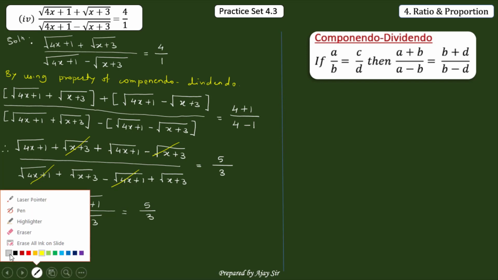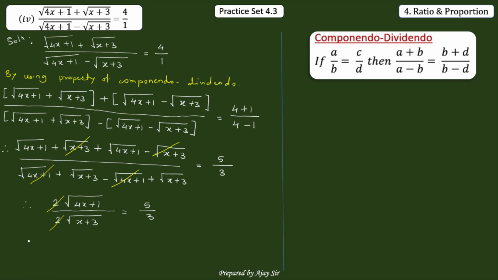Okay, so let us write the remaining. Therefore, under root of 4x plus 1 divided by under root of x plus 3 is equal to 5 divided by 3. Earlier there was a square term on the left hand side, but here now square root terms are there. Yes, we have to remove this square root term. So how will we remove the square root term? By squaring both the sides, you can remove this square root.